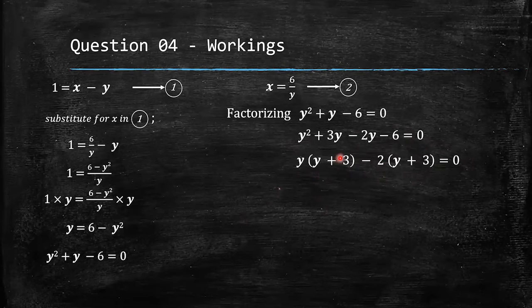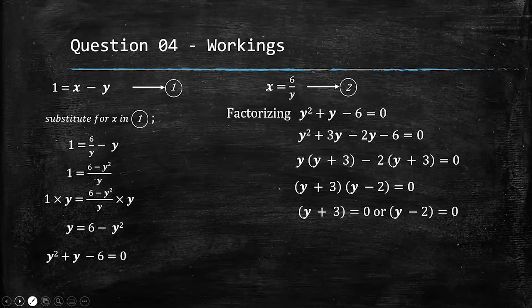So from those two terms, you can see y plus 3 is common. You can take y plus 3 out. Once you take y plus 3 out, y remains in the first term, minus 2 will remain in the second term. So now you have a multiplication of two factors equal to 0. You can equate each factor to 0 separately. So y plus 3 will be 0 or y minus 2 will be equal to 0. Now y equals minus 3 or y equals 2.